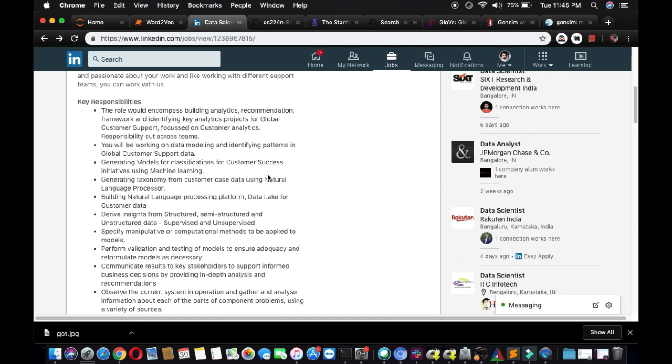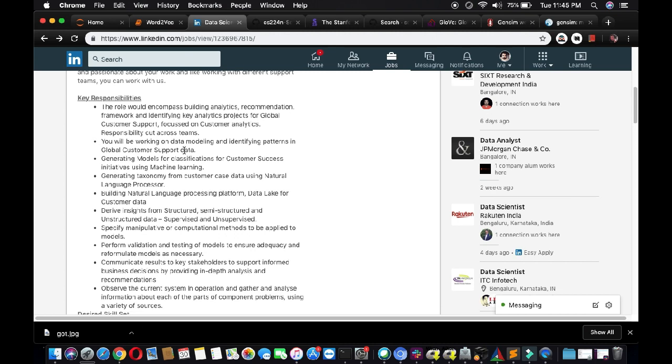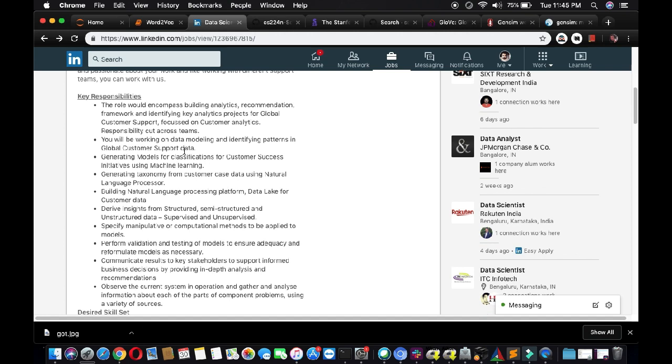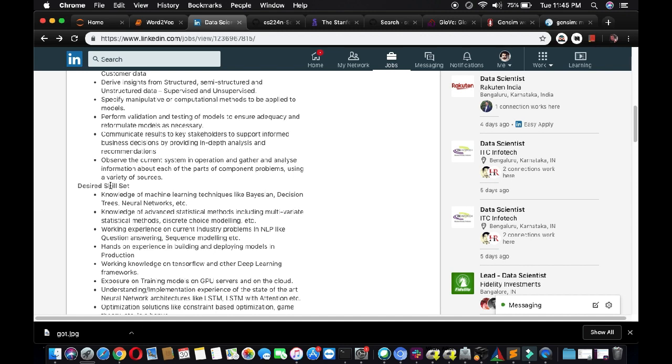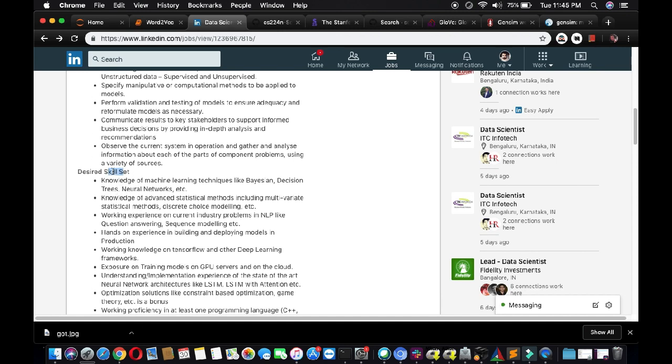Okay. So this is the job description of one data scientist profile. First is the key responsibility. These are responsibilities which you will need to do if you are selected in that particular organization. But what are the skill sets that you need to get that job? This is the point that we are looking for.